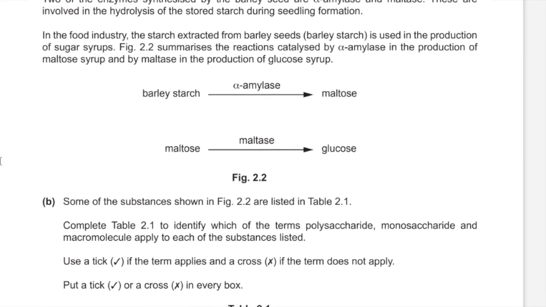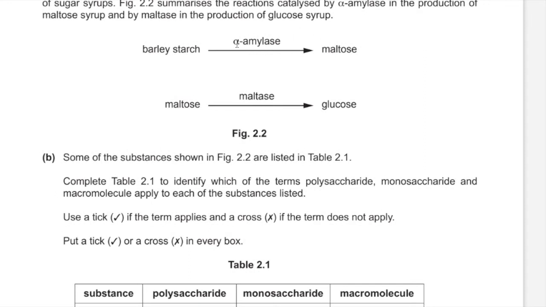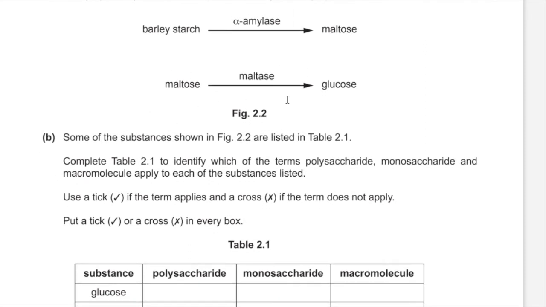In the food industry, the starch extracted from barley seeds, also known as barley starch, is used in the production of sugar syrups. Figure 2.2 summarizes the reactions catalyzed by alpha amylase in the production of maltose syrup and by maltase in the production of glucose syrup. So alpha amylase breaks down starch into maltose, and then maltose is broken down by maltase into glucose.